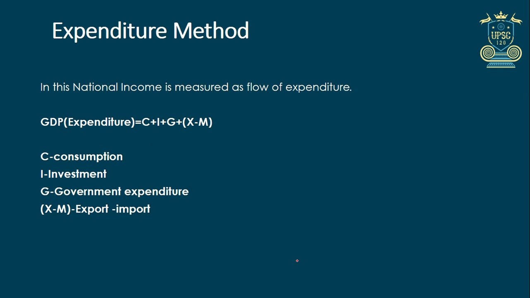Now next is the expenditure method. In the expenditure method, national income is measured as a flow of expenditure. So how much is the expenditure? Expenditure of whom? Of everyone, that is government expenditure, individual consumption and investment, and the difference in exports and imports. All this is added, and we get national income through the expenditure method. That is the expenditure of different stakeholders, that is government, individual and the investor, and the difference in import and export.